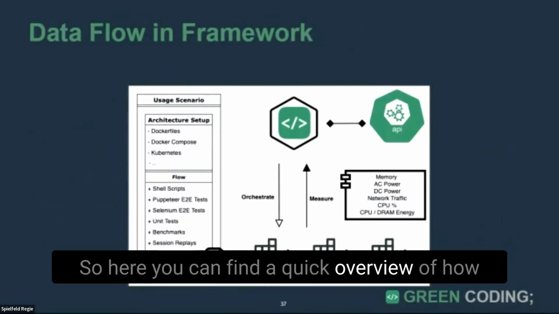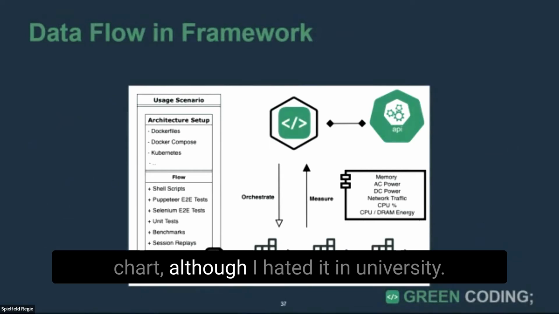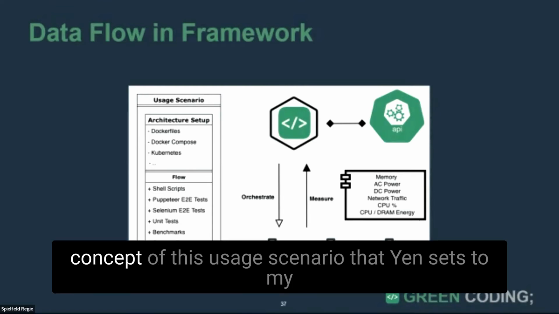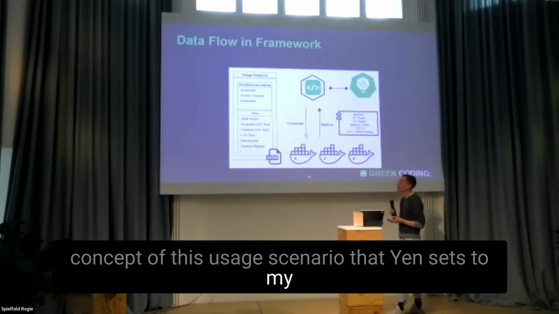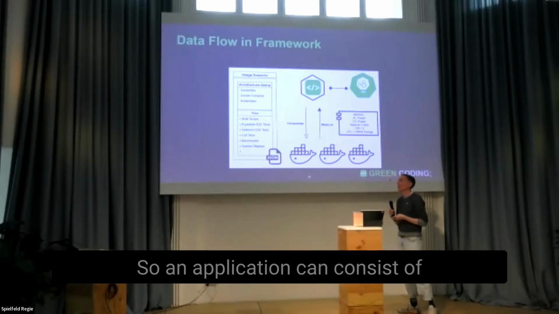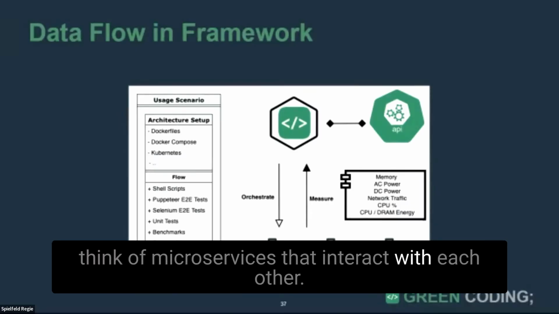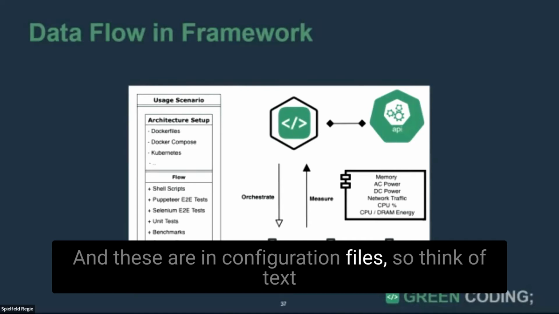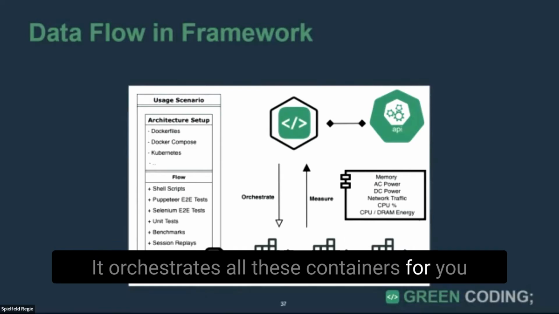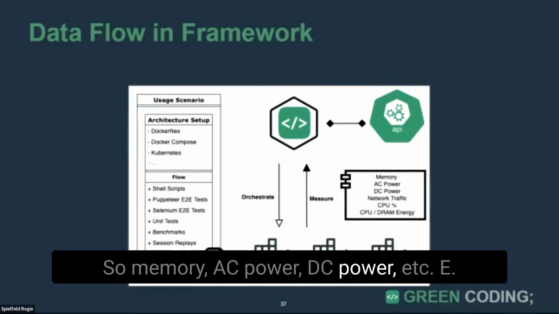Here you can find a quick overview of how the tool generally runs in terms of a flow chart. I specifically opted for making a flow chart, although I hated it in university, but I think it outlines the picture quite clearly. On the left side you start with the concept of the usage scenario that Jens has, to my knowledge, mostly introduced into the Blue Angel. And you have an architecture setup, so an application can consist of more than one Docker container. It can consist of 10 or so, if you think of microservices that interact with each other. These are in configuration files, so think of text files, YAML files, whatever. You feed them into our tool, it orchestrates all these containers for you, and it measures them by querying the reporters that I talked about: memory, AC power, DC power, etc.